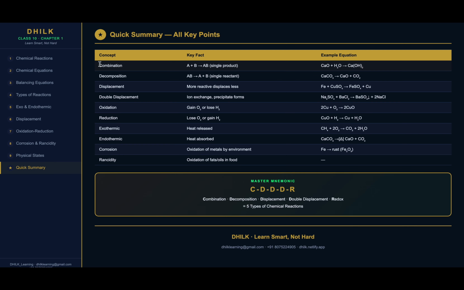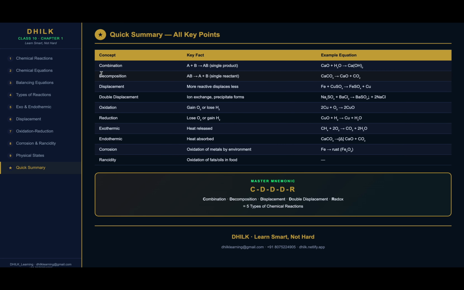Now we can go through these topics. Combination reaction: what is a combination reaction? Two or more reactants combine to form a single product. For example, calcium oxide plus H2O combines to form calcium hydroxide. This is a combination reaction. And decomposition reaction is just the opposite of a combination reaction. In combination reactions, two or more reactants combine to form a product, but in a decomposition reaction, one reactant decomposes to form two or more products. The important point is that a single reactant is converted into two or more products.